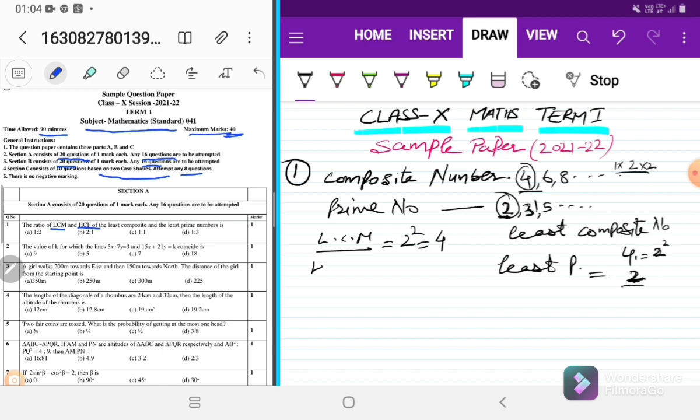And then HCF. HCF is what is common in both. So the least composite number is 4 and the least prime number is 2.